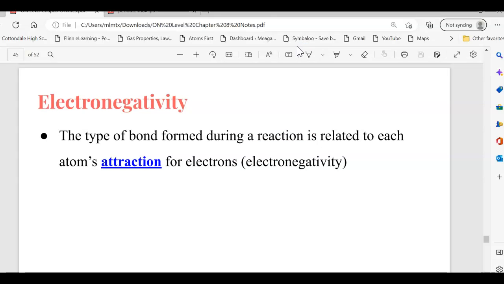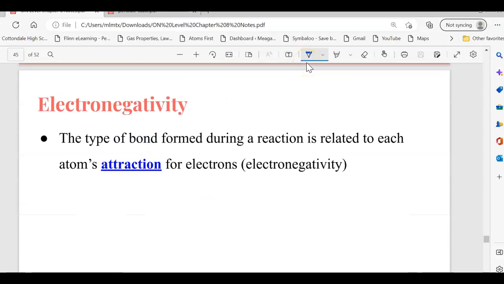And so the trend for electronegativity is going to look like this. The trend increases as you go up. It increases as you go to the right. But the noble gases are zero. The noble gases have an electronegativity of 0 because they do not want any other atom's electrons. They want to be by themselves.